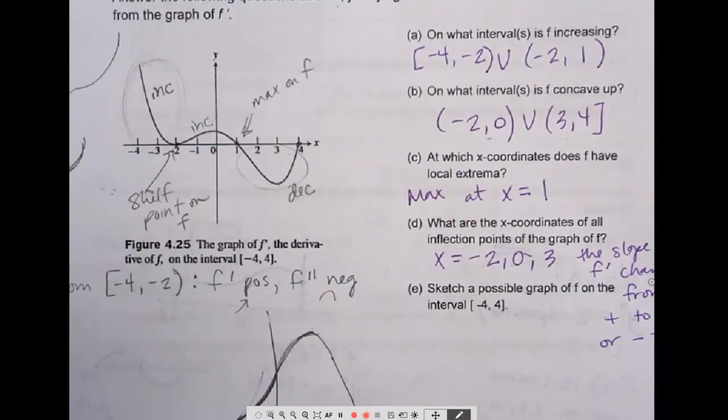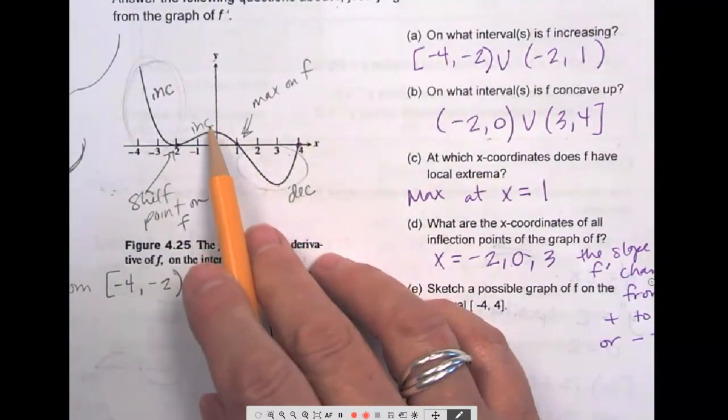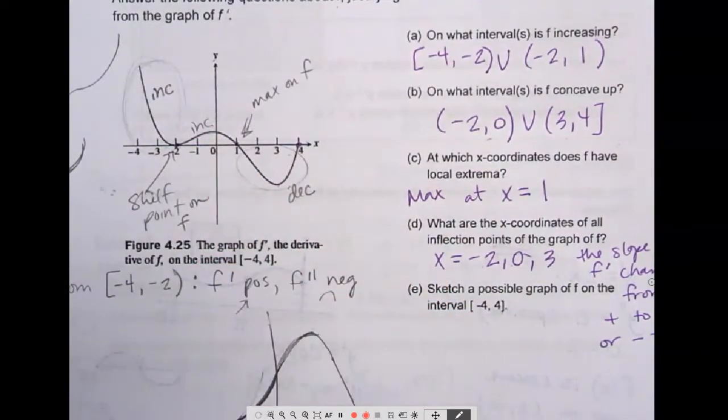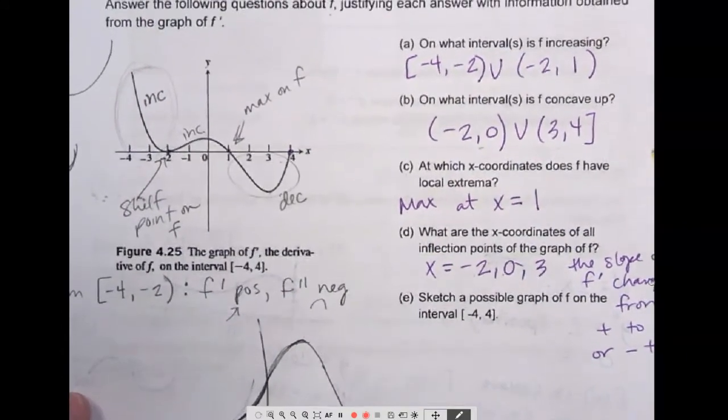Oh, because it's the first derivative. It's first derivative. You got it. Yes. It's a whole lot of information there.